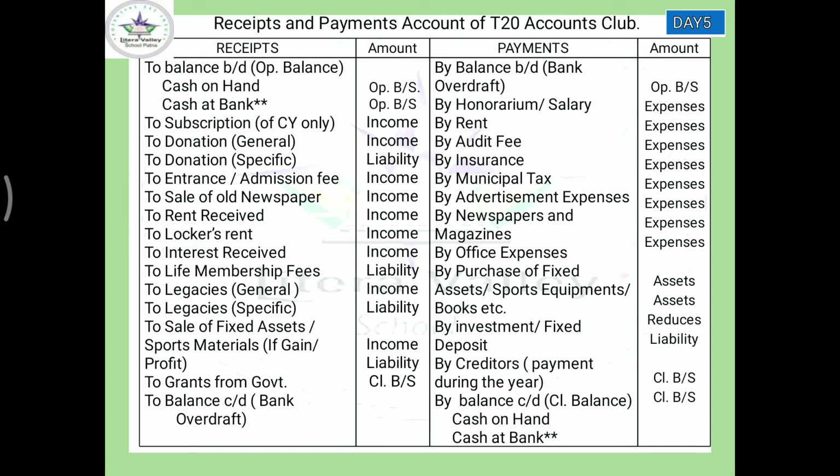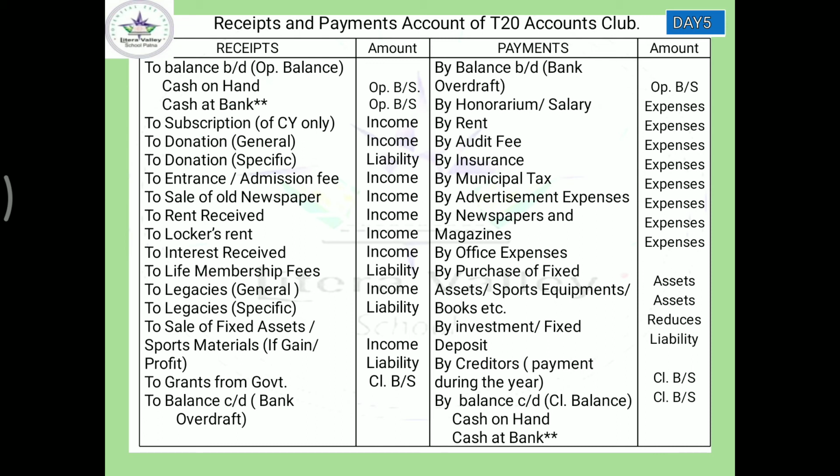Again, purchase of fixed assets, sports equipment, books, etc. These types of payment are of capital nature and will be treated as assets. On the payment side, investment or fixed deposit, again it will be a kind of capital nature and it will increase the asset. By creditor, it is going to reduce the liabilities. Now come to the end. By balance c/d, cash on hand, cash at bank. It will be the closing balance.